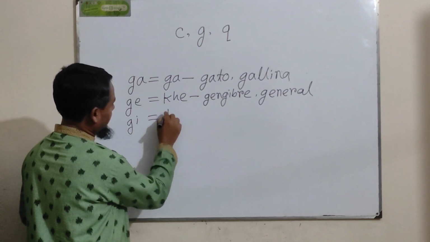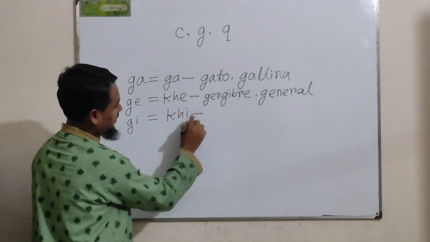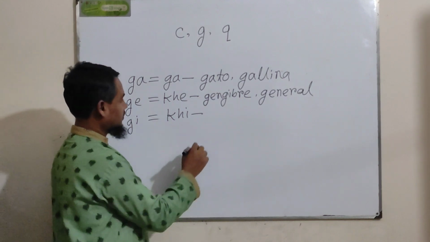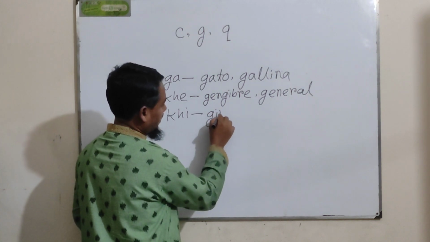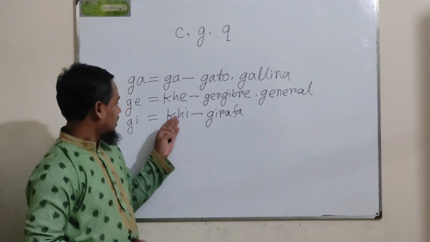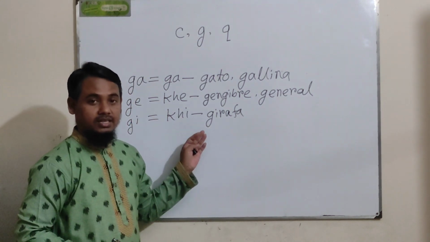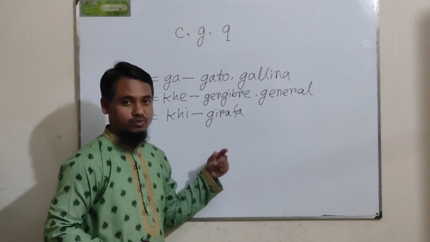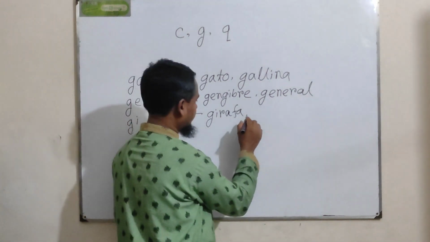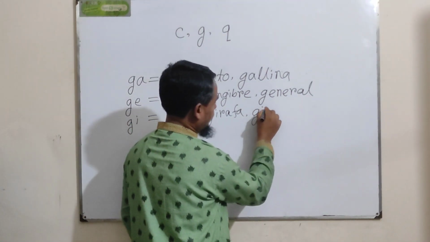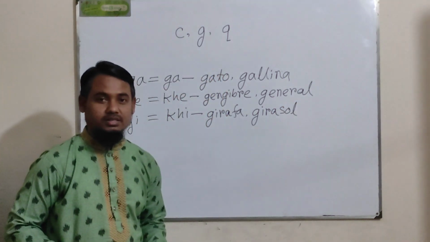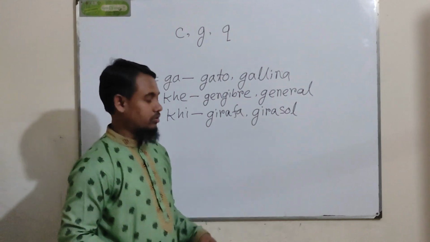G after I is hi. For example, jirafa. What a fantastic word. Jirafa means giraffe. Girasol. Girasol means sunflower.